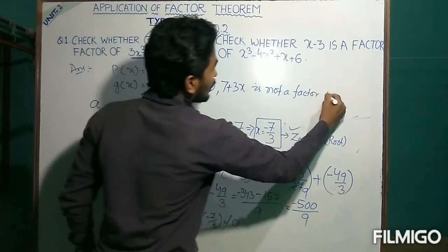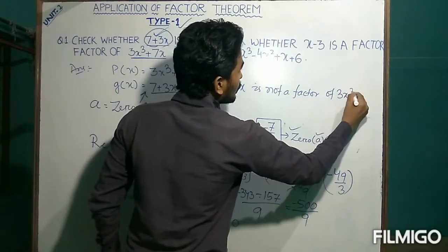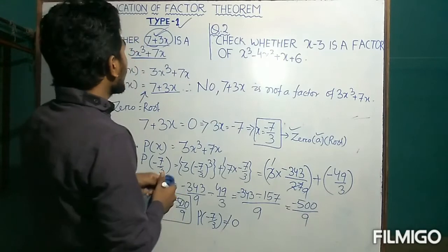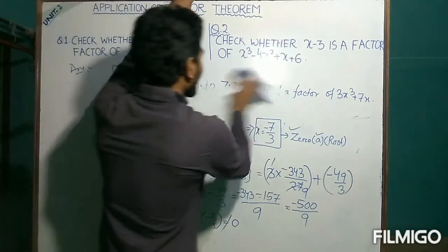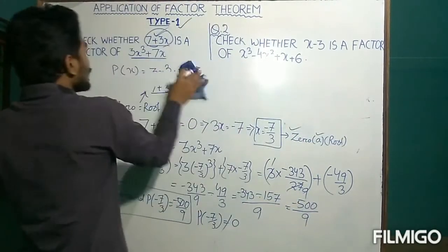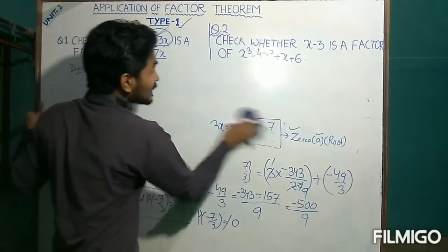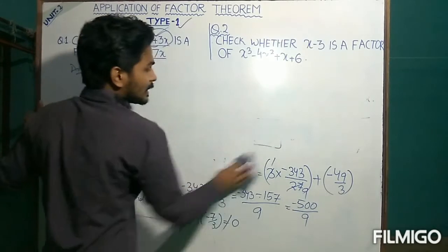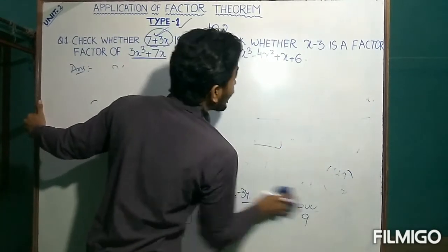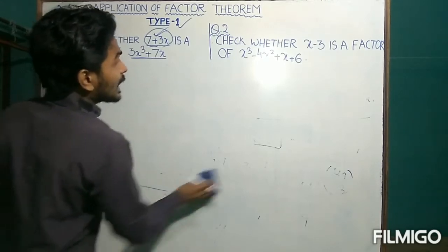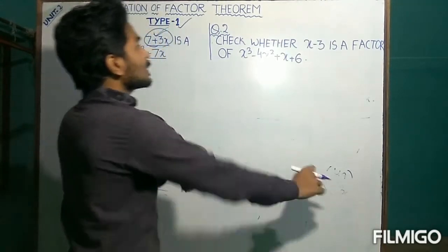Okay, not a factor of 3x cube plus 7x. Okay, this is clear. Now coming to the second question. The second question is also similar to question 1. Here we have x minus 3. We have to show x minus 3 is a factor of x cube minus 4x square plus x plus 6.